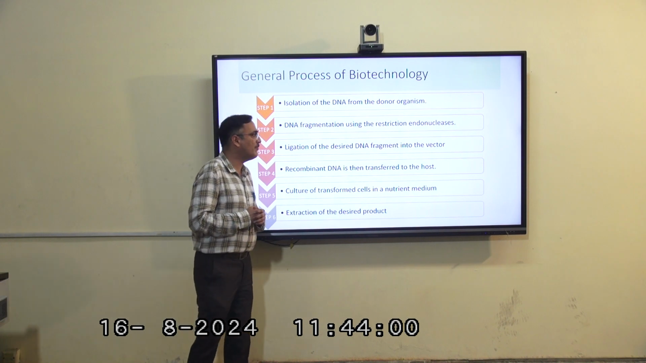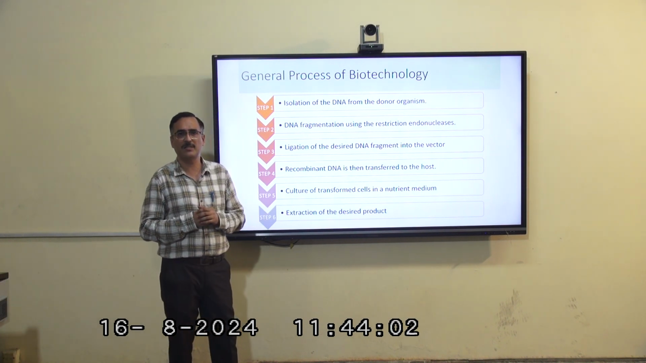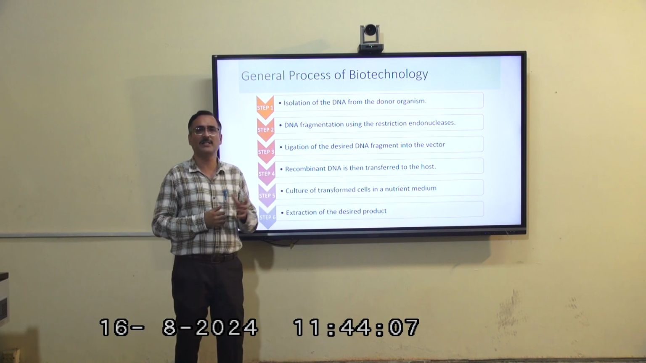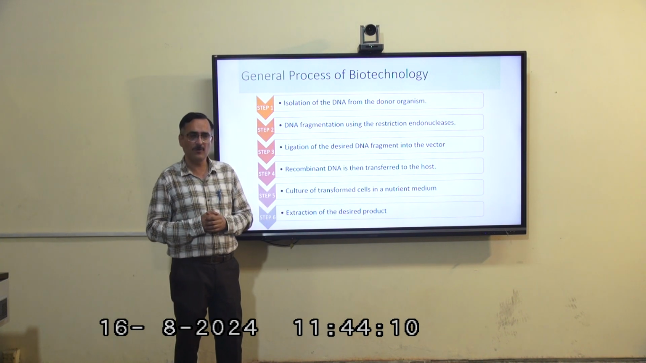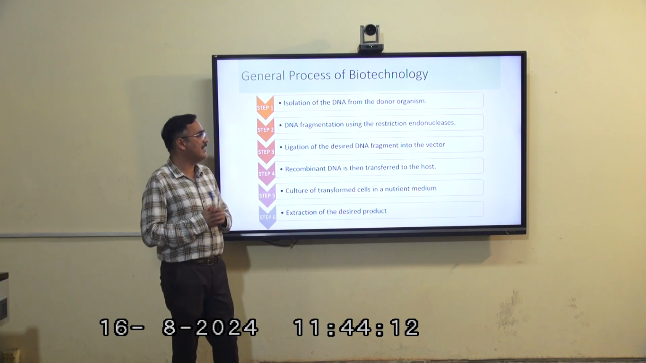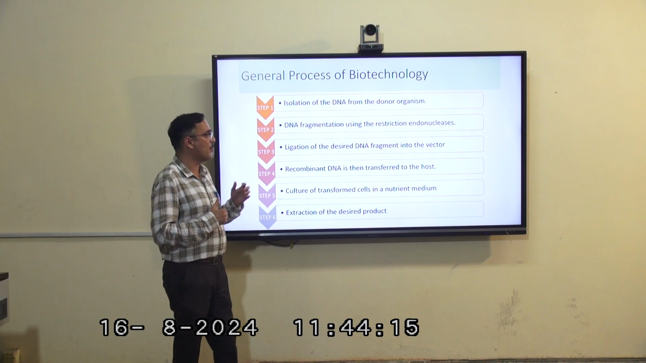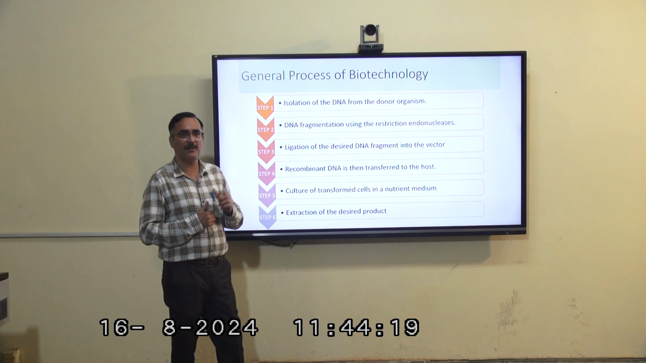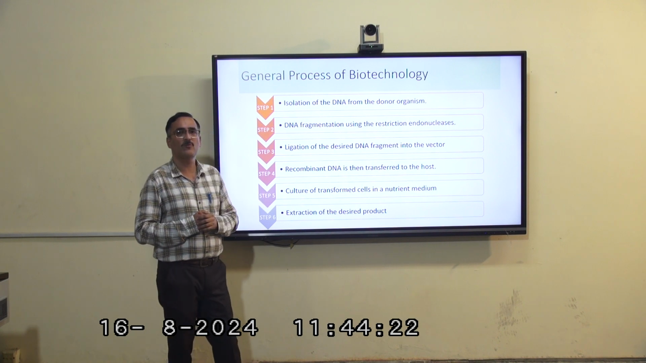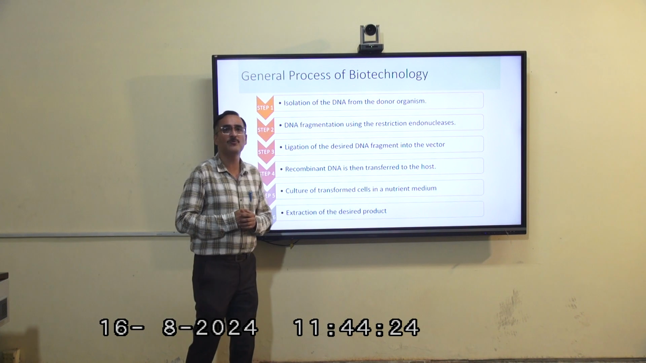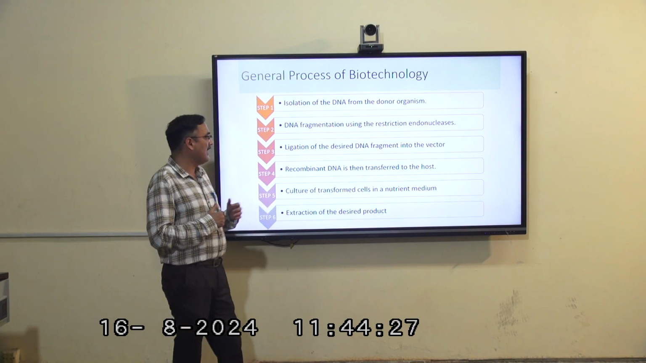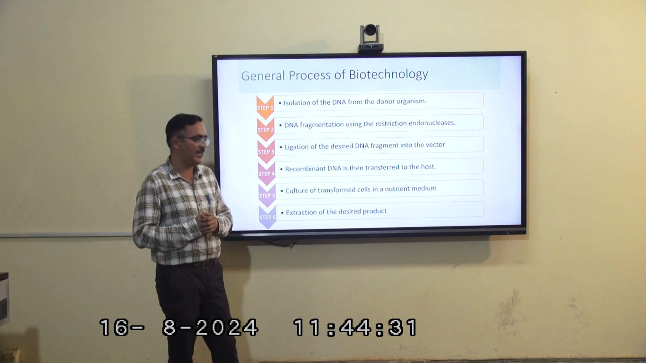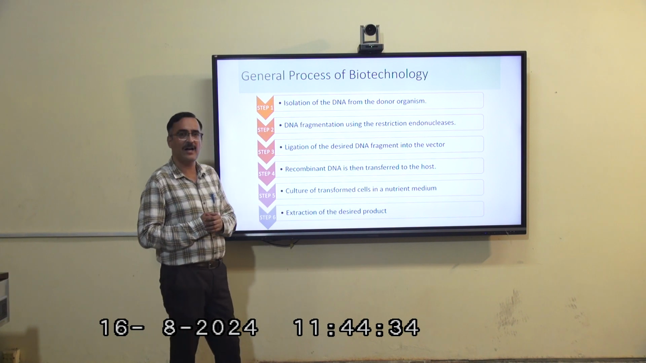Afterward, the ligation of the desired fragment into the vector can be done. This vector is a delivery vehicle that allows the transportation of that material into the specific host. The recombinant DNA is then developed by binding of the vector with the restricted DNA fragment, and is then transferred to the host cells. Normally we can use E. coli as a host. Then the transformed cells are cultured in a nutrient medium for large scale multiplication, followed by extraction of the desired product.